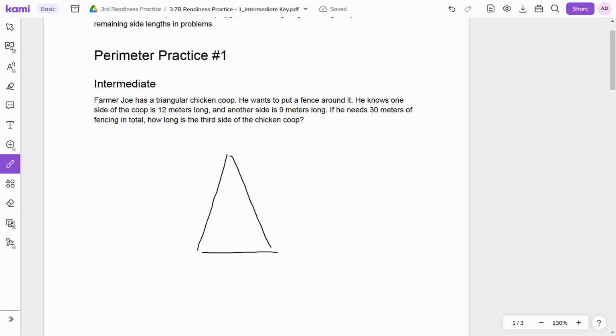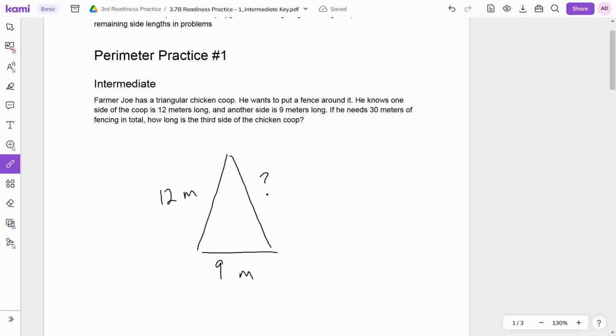And he wants to put a fence around it. He knows that one side is 12 meters long. The other side is 9. And he needs 30 meters of fencing in total. We need to find this third side. So this is our unknown side.